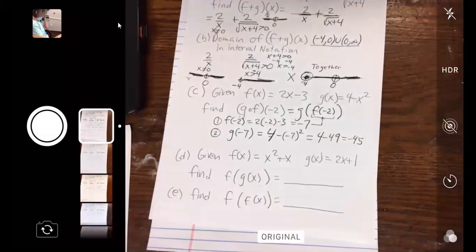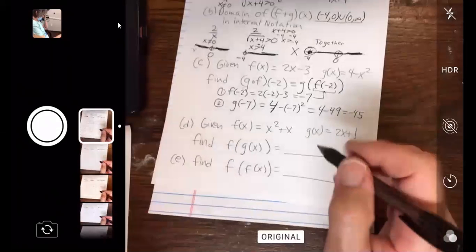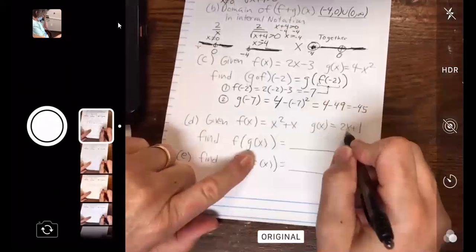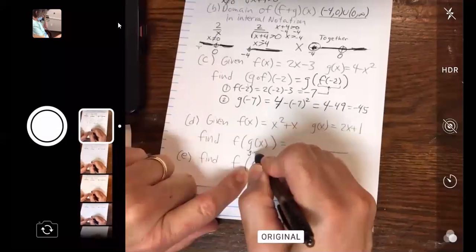Questions about that? Let's see, D and E. Yes. Plugging one into the other. Since I'm kind of short on room here, maybe you can just see it. I've got to plug G into F. This is G into F.